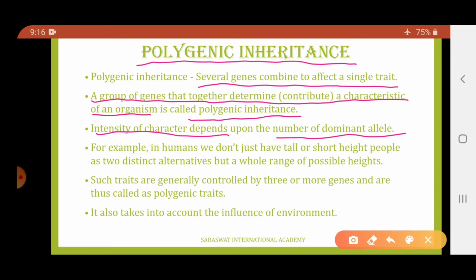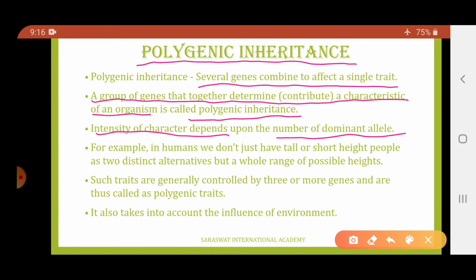So here we can say that in height, when we talk about the example in human beings, there is a wide range of possible heights. Generally such traits are controlled by three or more genes. And what are they called? They are called polygenic traits.